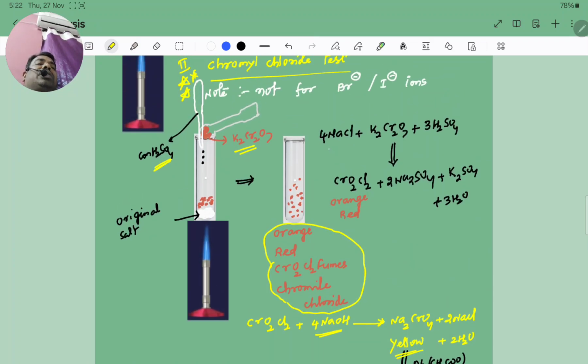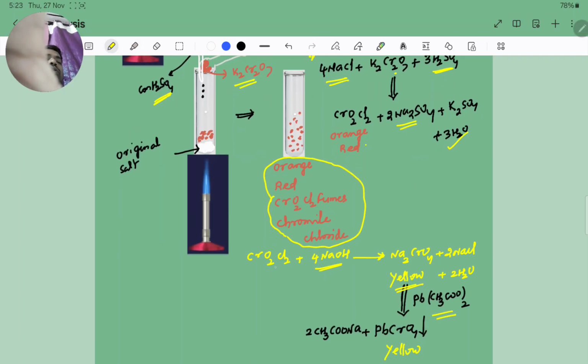Now look at, student, the reaction: sodium chloride reacted with potassium dichromate and H2SO4. This will produce chromyl chloride, it is orange-red color, and forms sodium sulfate and K2SO4, water, right? Reactions are most important, student, not very tough reactions, easy reactions only, easy to remember also, right?